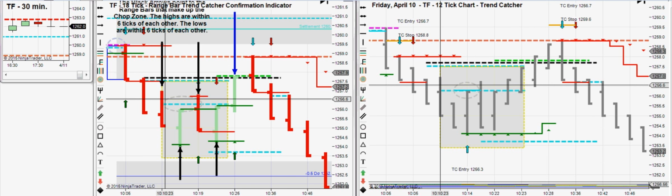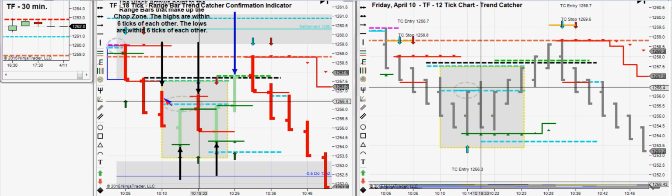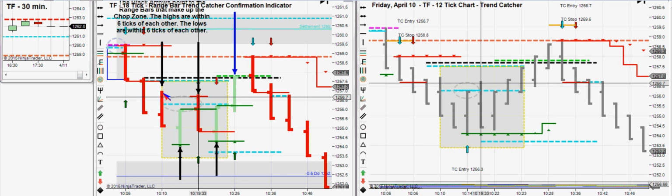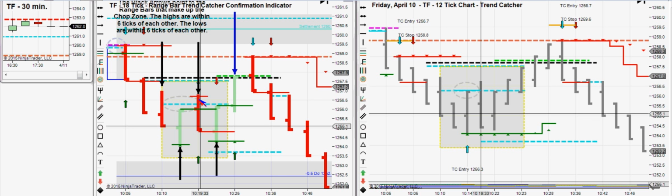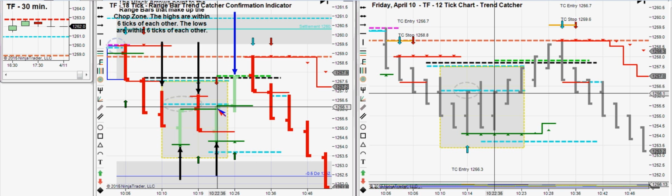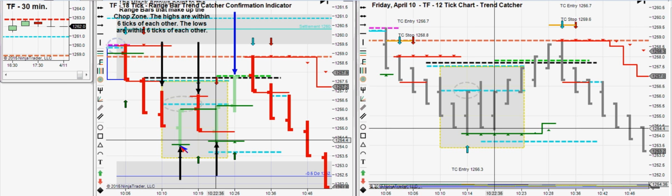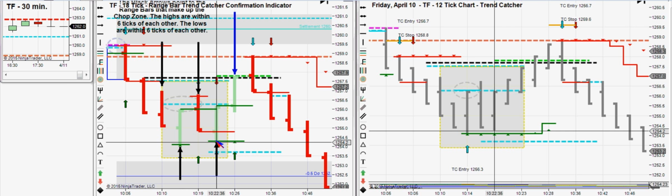Here you see this first bar red, second bar green, third bar red. So once we've gone a down close, up close, and a down close, and we look across the top of this first down close and the second down close, if six ticks or less is the difference, then that's a chop zone. Okay. Now the fourth bar comes. We look at the bottoms of them. If those two bottoms are within six ticks or less of each other, that's chop zone.